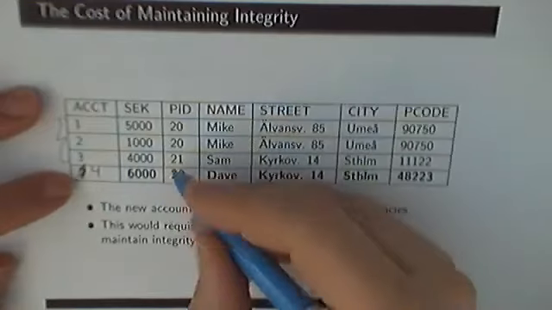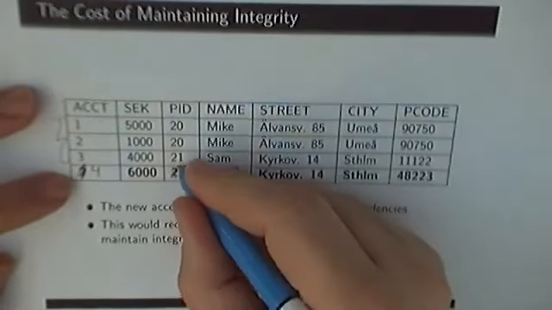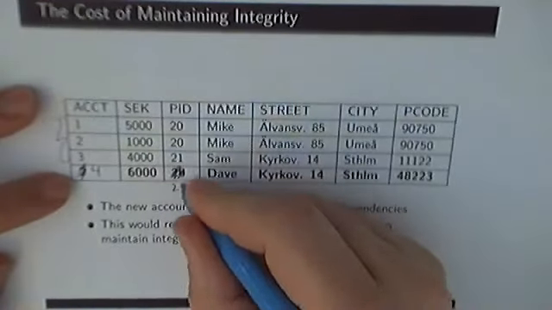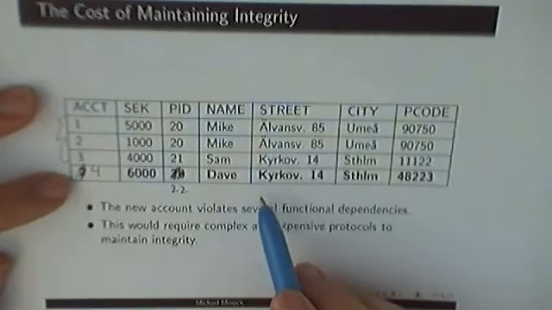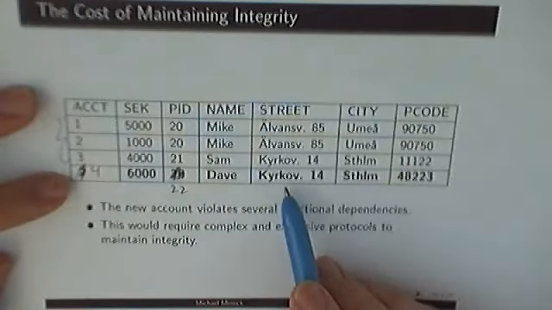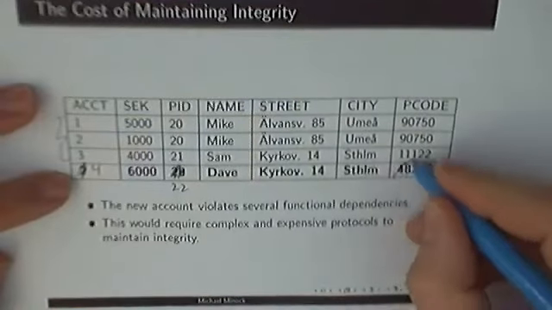Also, what is this guy? He's trying to take over Mike's persona number. No, we're going to give him his own persona number. And what's this right here? He's got the wrong postcode here. What a dunce.